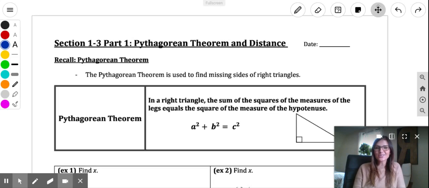Hi, everyone. So today's lesson is a review, hopefully, of Pythagorean theorem, and then we're also going to learn something called the distance formula. So these notes are on Classroom if you'd like to print them and follow along. All right, let's get started.